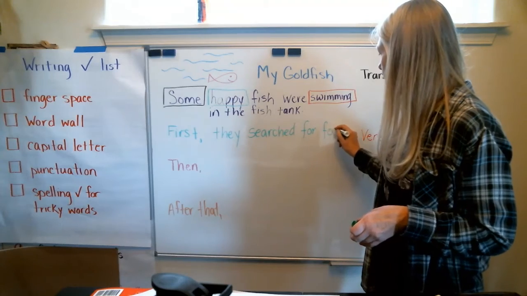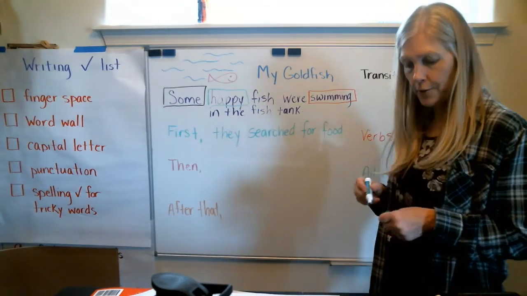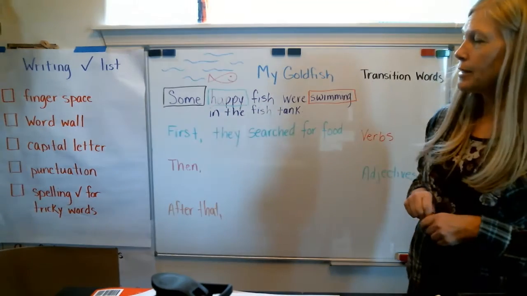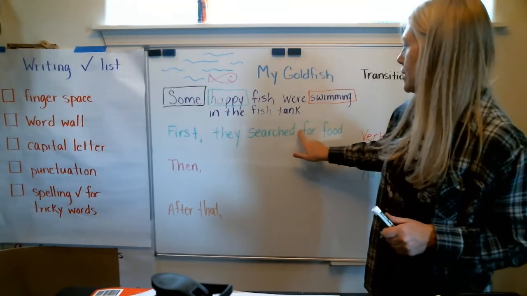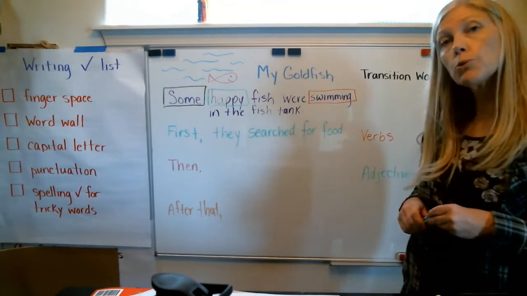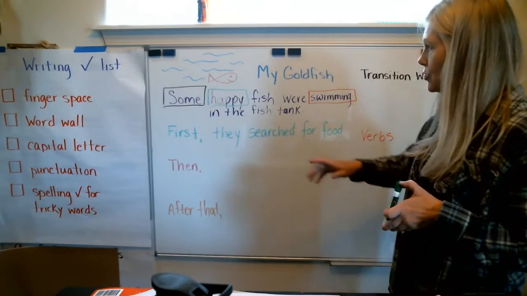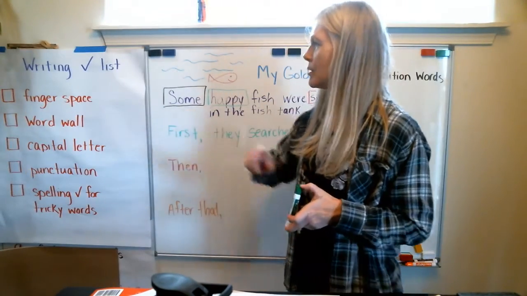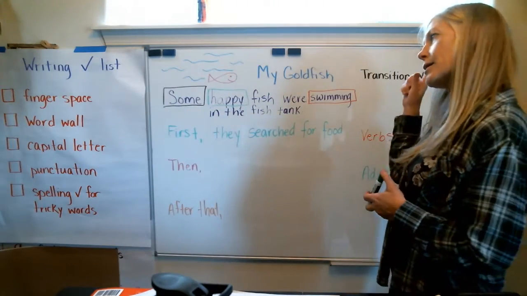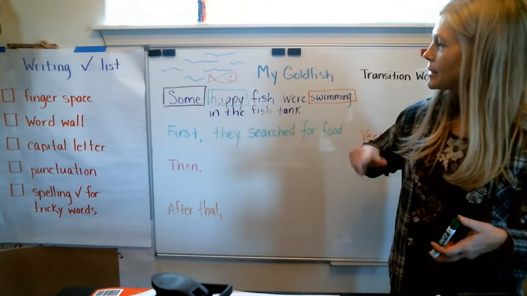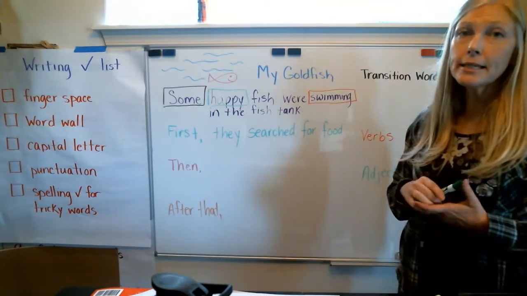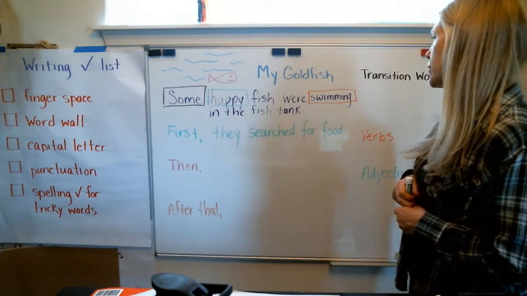That makes it a little bit more exciting for our reader. Now I'm going to go to my writing checklist. Did I use finger spacing? Check. Did I use a word wall? Check. Did I have a capital letter at the beginning of my sentence? Check. Punctuation at the end? Check. And did I use any resources for spelling tricky words?